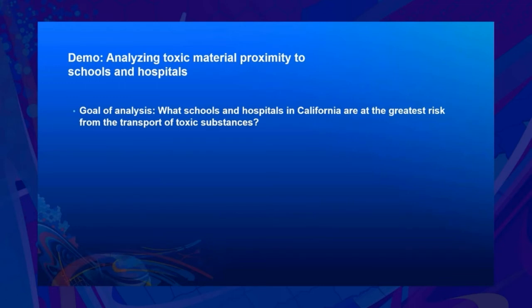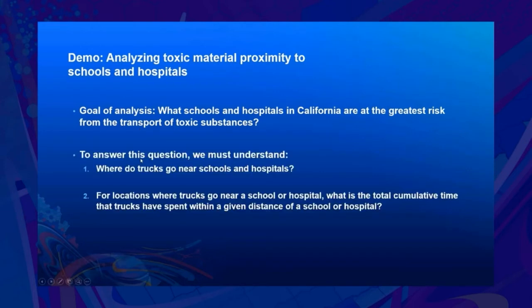As these materials are in transit, there could be potential for risk to the regions that they drive through in the event of an accident or spill. Therefore, let's address the following question in our demo. What schools and hospitals in California are at the greatest risk from the transport of toxic substances?